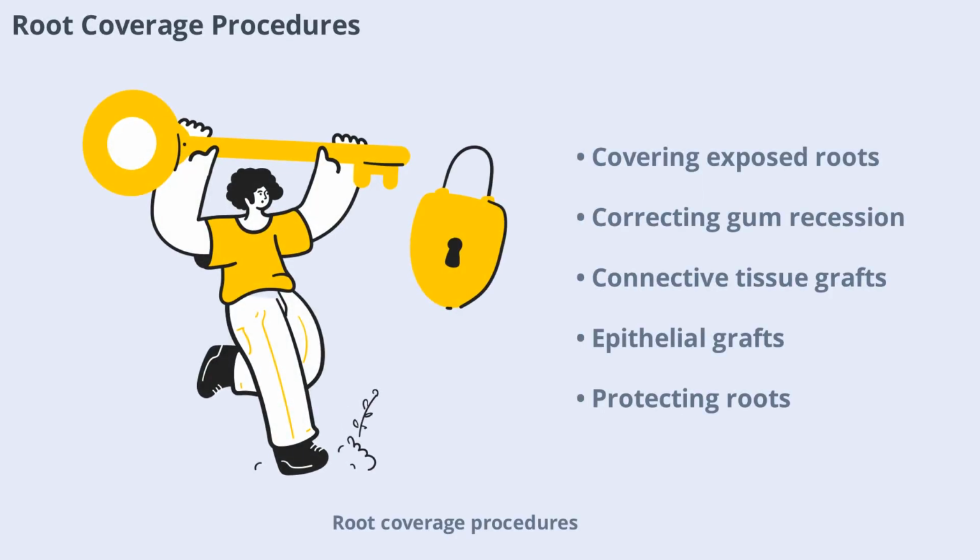Root coverage procedures, such as connective tissue grafts and epithelial grafts, are performed to cover exposed roots and correct gum recession. These techniques restore the natural contour of the gums and protect the roots from sensitivity and decay. By improving gum coverage, clinicians enhance both function and aesthetics. Root coverage is an important aspect of periodontal plastic surgery, providing lasting benefits for patients.